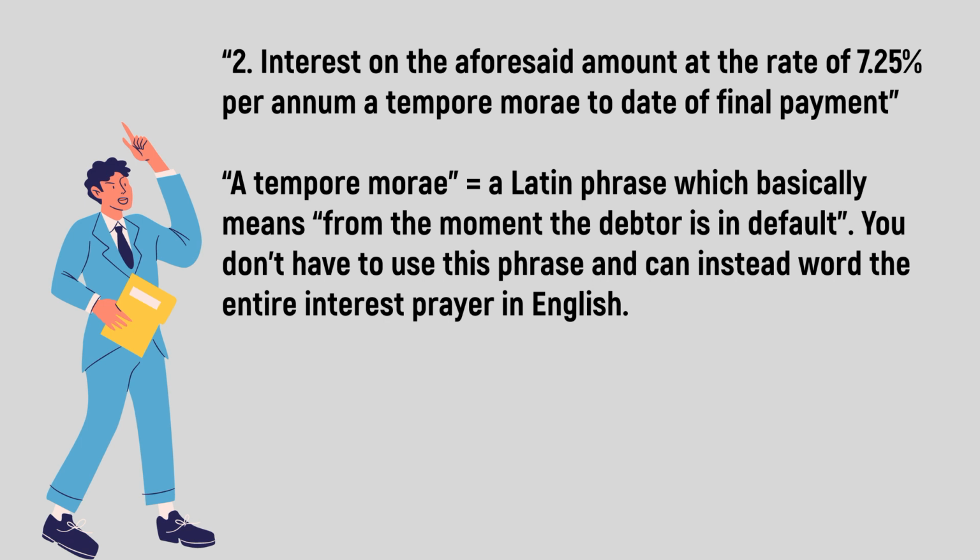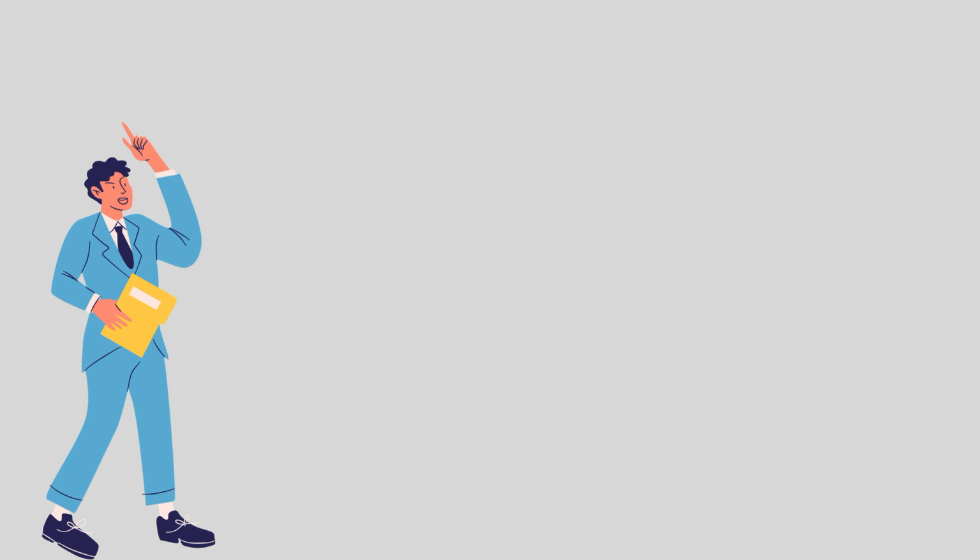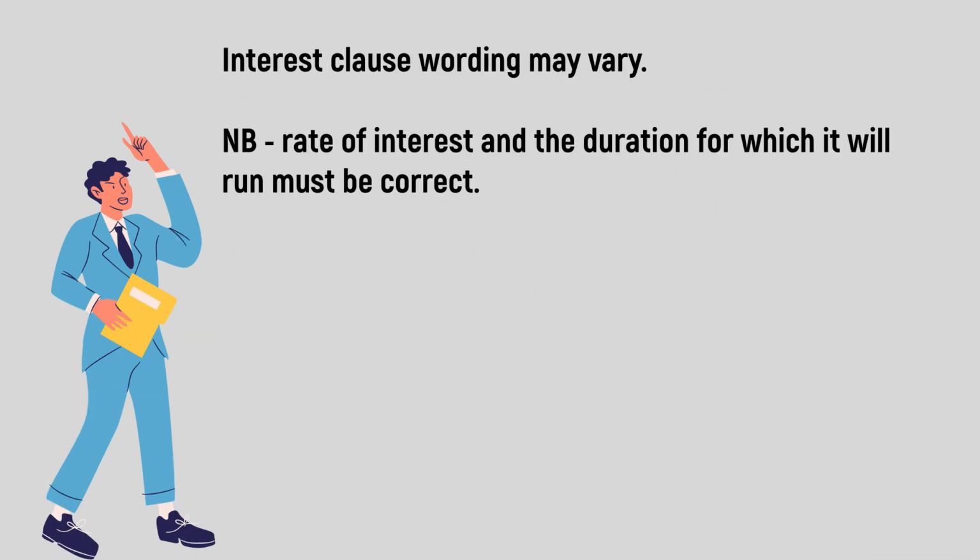Don't stress about the use of the phrase et tempora morae. This is a Latin phrase which basically means from the moment the debtor is in default. You of course don't have to use this phrase and can instead word the entire interest prayer in English. Take note that the wording of your interest prayer may vary. You can word it exactly as it is cited in the agreement, or you can change it slightly, as we have done. As long as the actual rate of interest and the duration for which it will run are correct, you should have no issues.